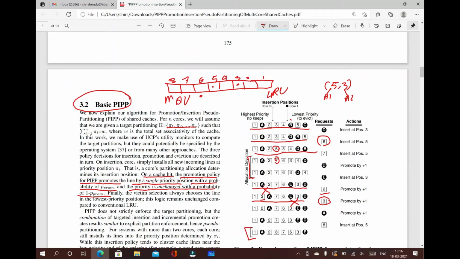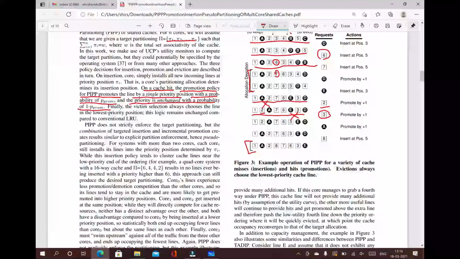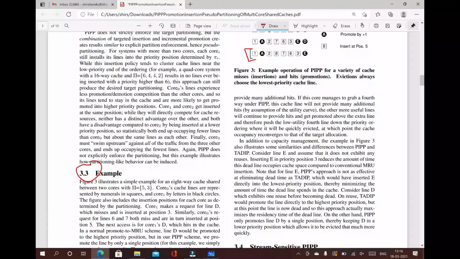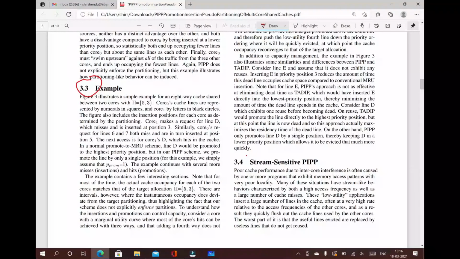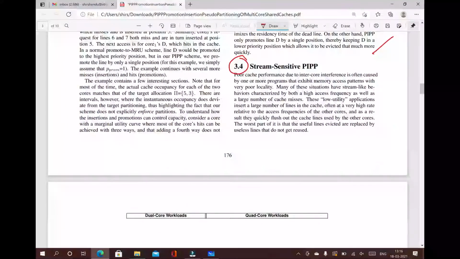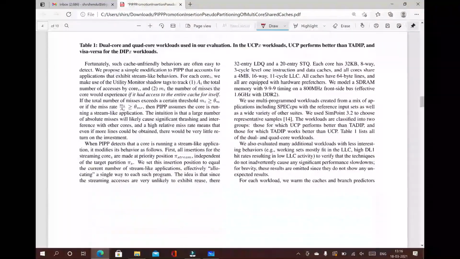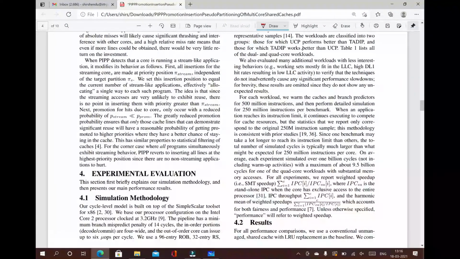So in that case, if some application has scanning behavior, then how to change the insertion policies is explained in this section. I am not explaining this section here, because if you understand till this point, then you can easily understand what comes after. But this stream sensitive PIPP is a part of your course, you have to understand it. You have to read it properly, and what I'm expecting from you is that you will read this paper till this point properly, and understand the concept, what they are saying about PIPP. Okay, so that's it from the PIPP paper.